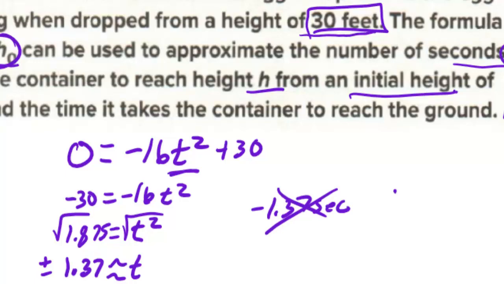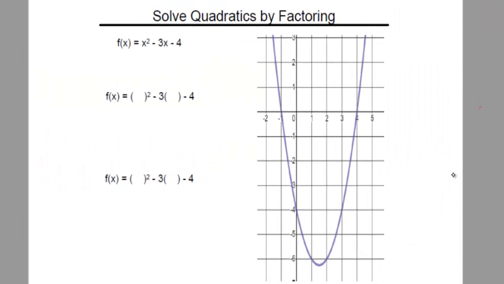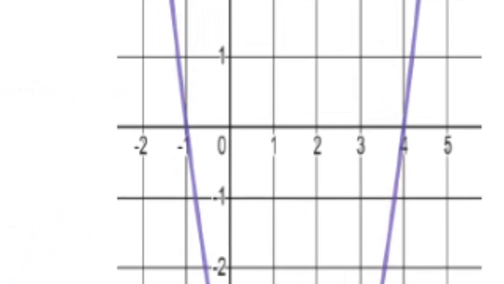So the solution would actually be the positive 1.37 seconds. Okay, so now we're going to solve by factoring. Now remember, another name for solving or solutions of a quadratic are called roots or zeros or x-intercepts. So from the graph, we can actually see that the solutions are negative 1 right here and positive 4. So we know that those are the solutions.